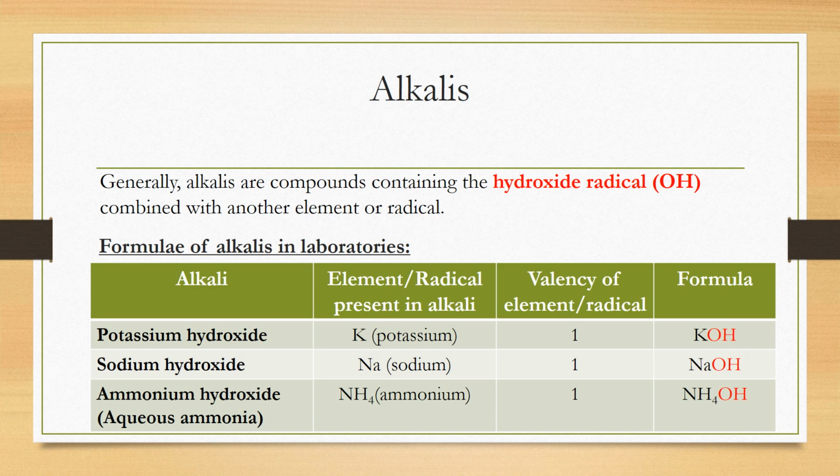In ammonium hydroxide, the ammonium radical is chemically combined to the hydroxide radical. The valency of both the ammonium and the hydroxide radicals is 1. The formula of ammonium hydroxide is therefore NH4OH.